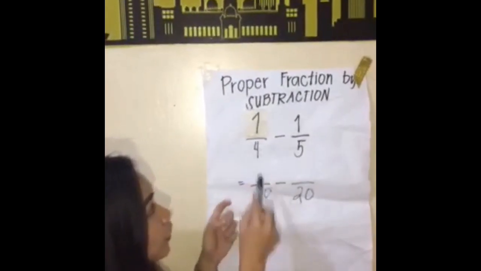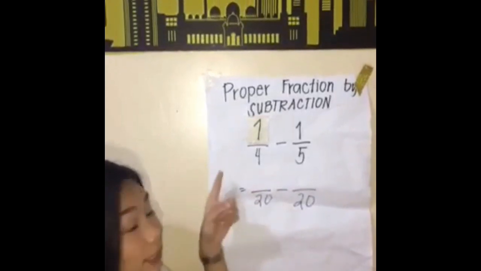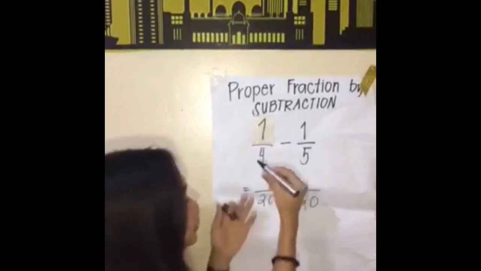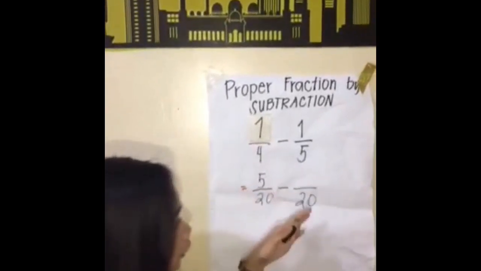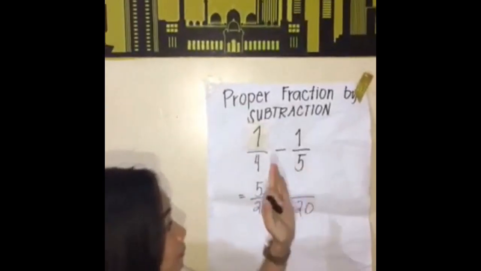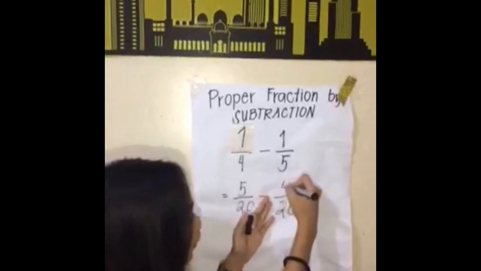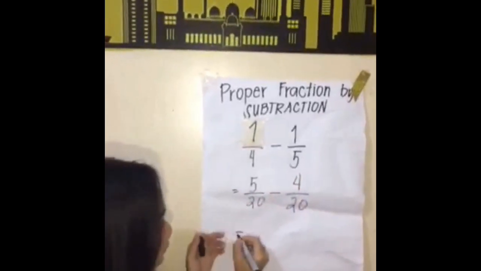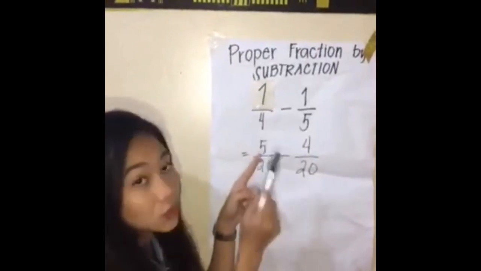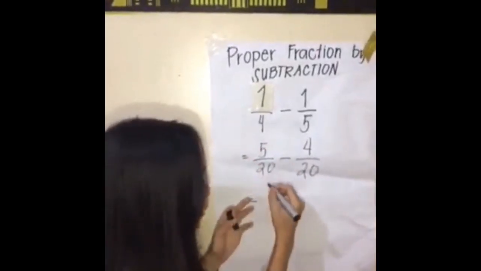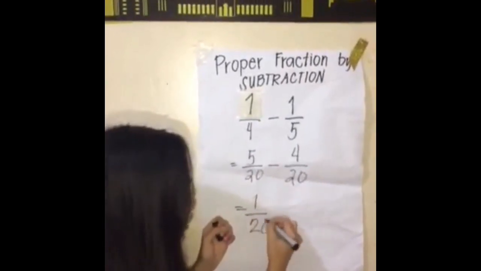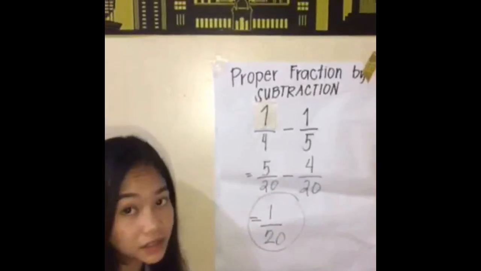20 divided by 4 is equal to 5. Then, times the numerator, the number on the top, times 1 is equal to 5. 20 divided by 5 is equal to 4. Times 1 is equal to 4. Then, subtract the numerators. 5 minus 4 is equal to 1 over 20. 1 over 20 is the answer.